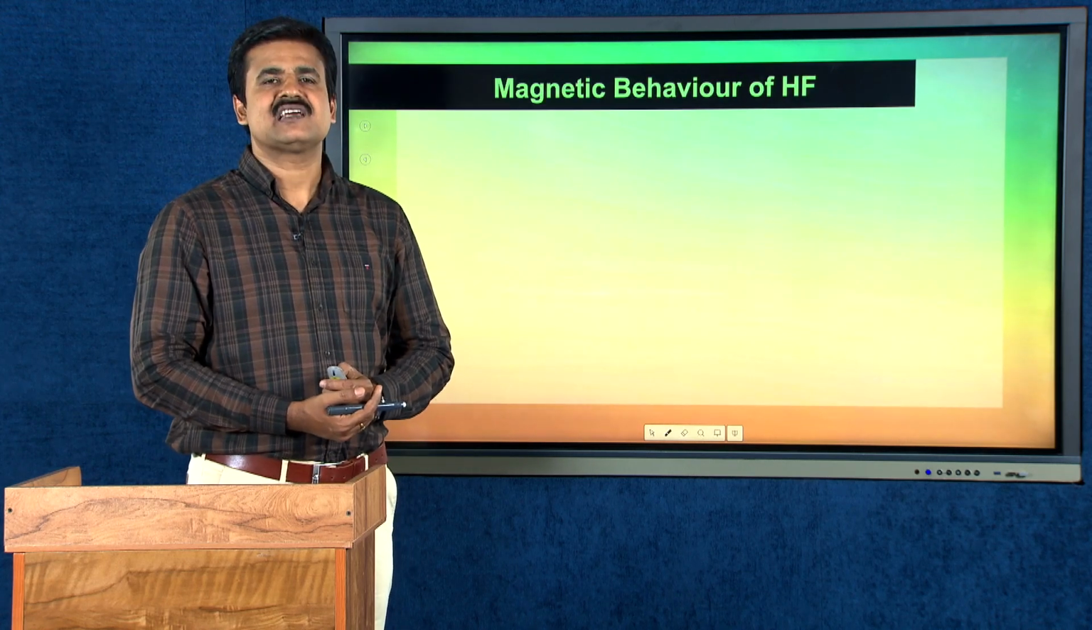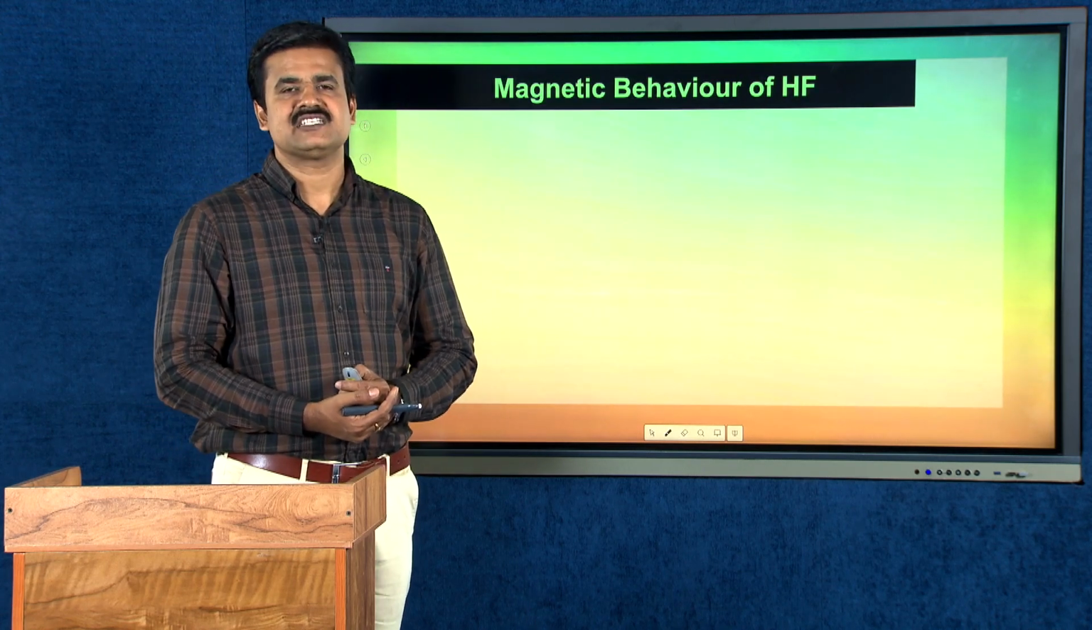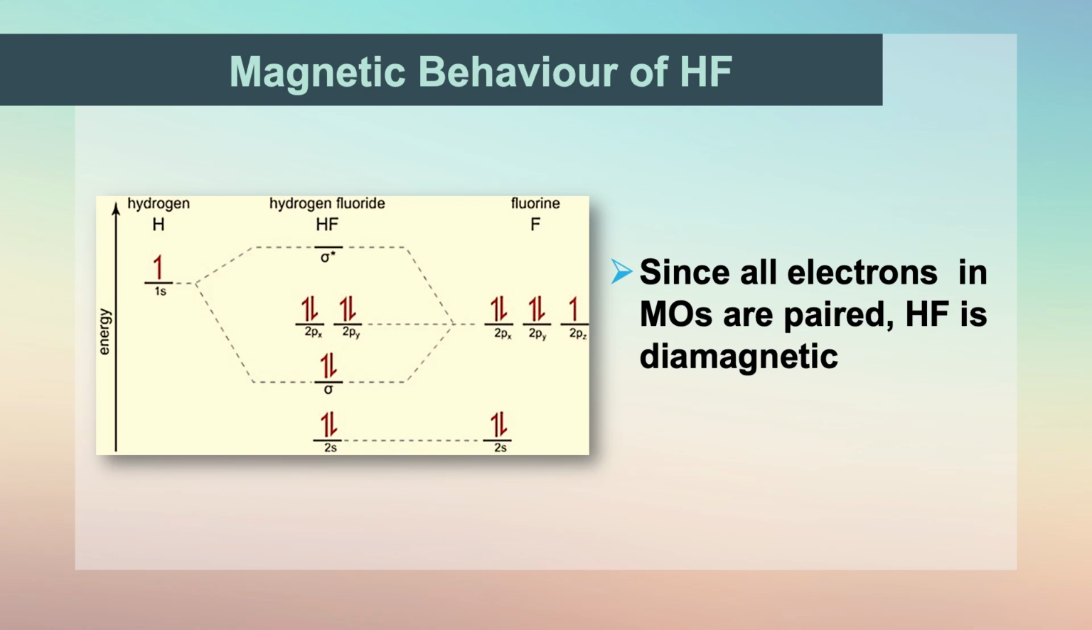Now, the magnetic response or magnetic behavior of the hydrogen fluoride molecule. From the MO diagram, it is very well clear that no unpaired electrons are present in the molecular orbitals. Since all electrons are paired in the molecular orbitals, the HF molecule is diamagnetic.